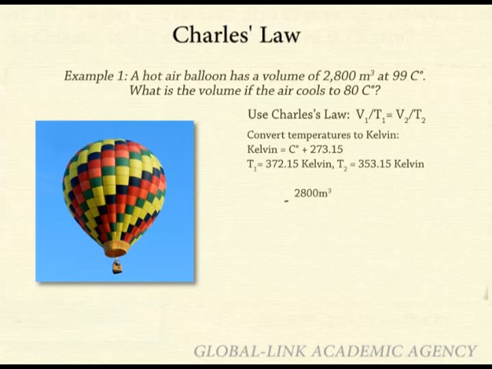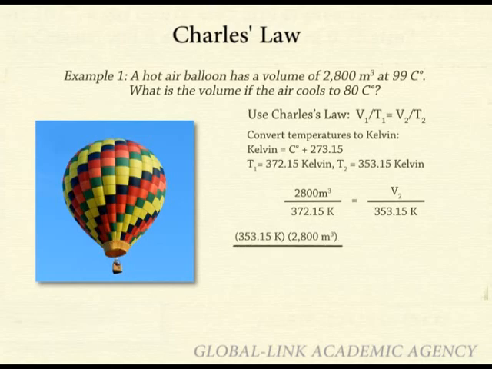2,800 cubic meters over 372.15 Kelvin is equal to V2 over 353.15 Kelvin. Solve for V2, multiply both sides by 353.15 Kelvin. 353.15 Kelvin times 2,800 cubic meters over 372.15 Kelvin is equal to V2. V2 is equal to 2,657 cubic meters.